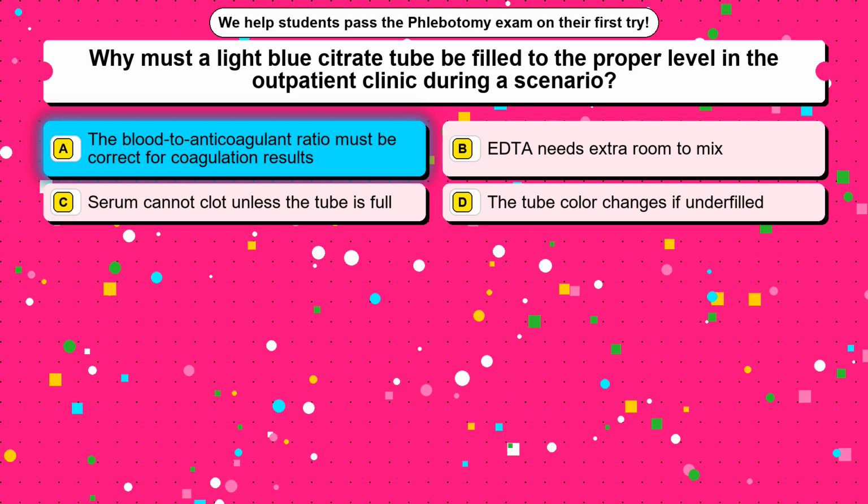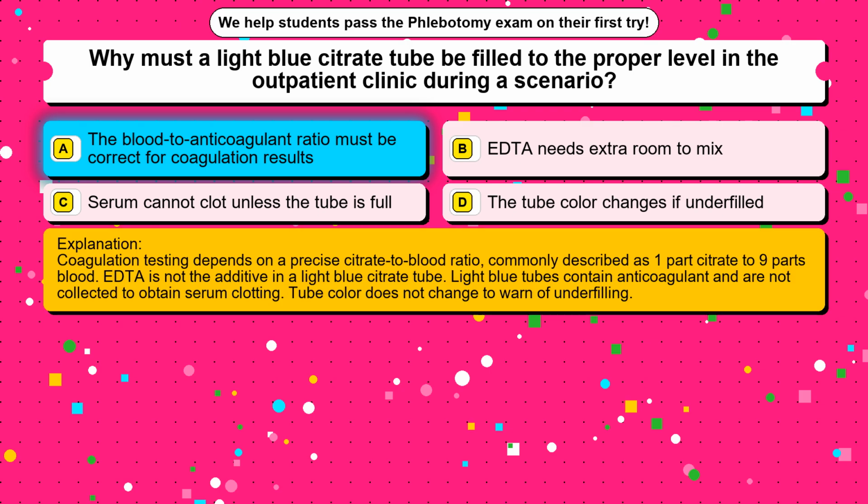The correct answer is option A. The blood to anticoagulant ratio must be correct for coagulation results. Coagulation testing depends on a precise citrate to blood ratio, commonly described as 1 part citrate to 9 parts blood. EDTA is not the additive in a light blue citrate tube. Light blue tubes contain anticoagulant and are not collected to obtain serum clotting. Tube color does not change to warn of underfilling.